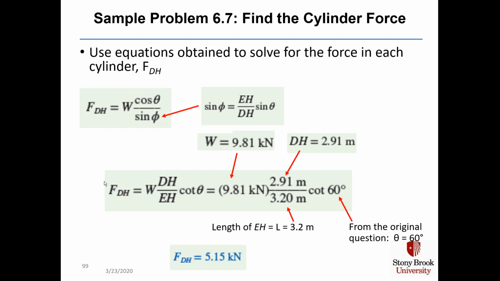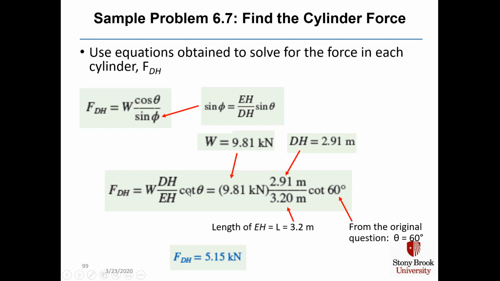And now we can use the equations obtained to solve for the force in each cylinder, F sub DH. Now F sub DH before we showed it was equal to W times cosine theta divided by sine phi, but sine phi is equal to EH over DH times sine theta, so we can pop this term for sine phi into this equation here on the left, and get that F_DH equals W times length DH divided by length EH times the cotangent of theta.